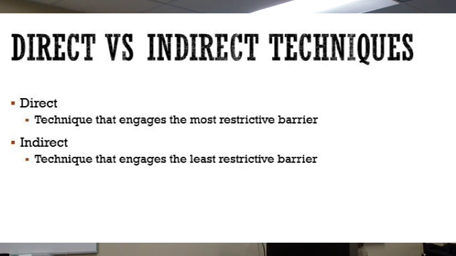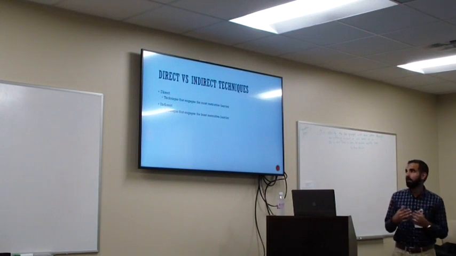There's two fundamental types of techniques. One is called direct and one is indirect. The direct techniques are the ones that are engaging towards the barrier, so you're going to the restriction. The other is indirect, where you're moving away from the barrier, which is going towards the ease of motion. So this is kind of where the modalities differ. Some of them that we would consider to be a little bit more aggressive are going towards the restrictive barrier, and some of them that are not as aggressive are going away from the restrictive barrier, which are indirect.